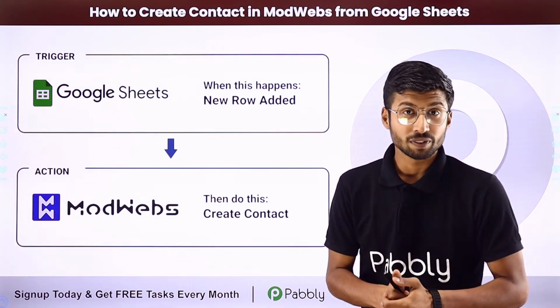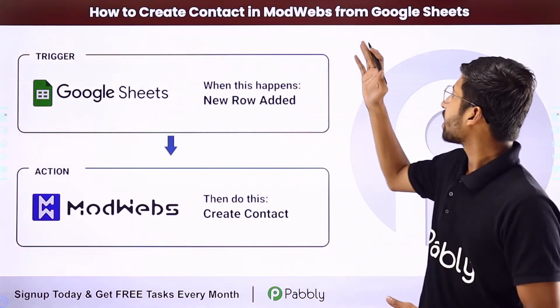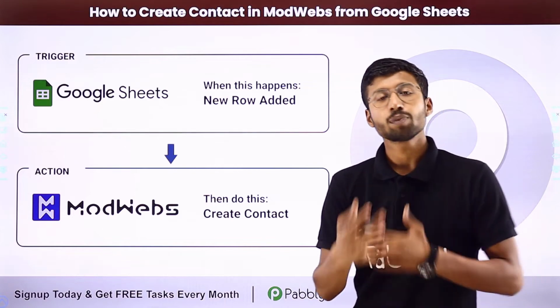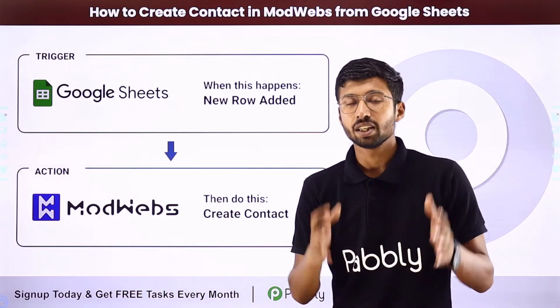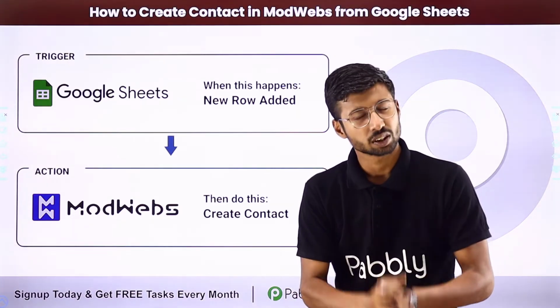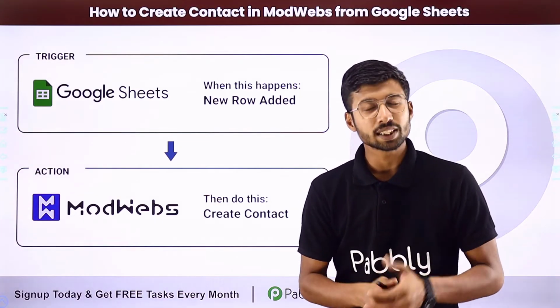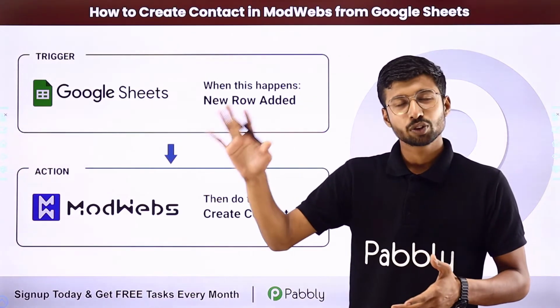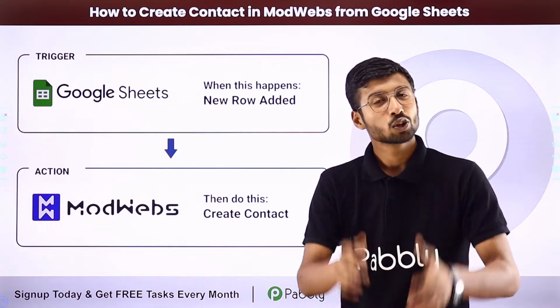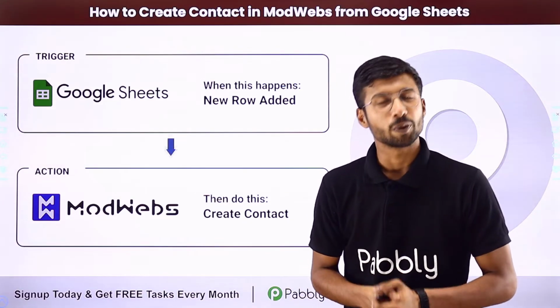So in this video, we will learn how to create a contact in ModWebs from Google Sheet. Now suppose, guys, you are adding some new lead details into your Google Sheet from various sources, and you want to add all of those new leads as a contact in your website or store which you have created using ModWebs. So let me tell you, you can completely automate this process.